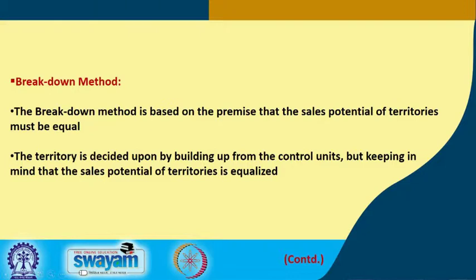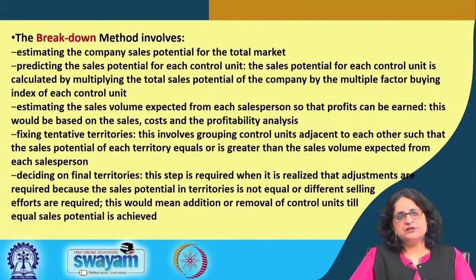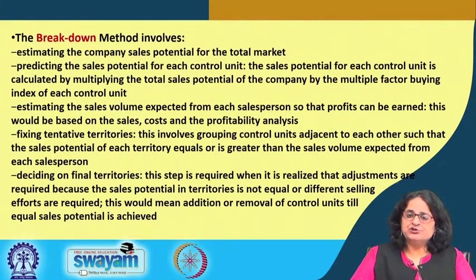So, how do you go about deciding on sales territories based on the breakdown method? First and foremost, you decide the company's sales potential for the total market, and then you calculate the sales potential for each control unit. The sales potential for each control unit would be calculated by multiplying the total sales potential of the company by the multiple factor buying index of each control unit.